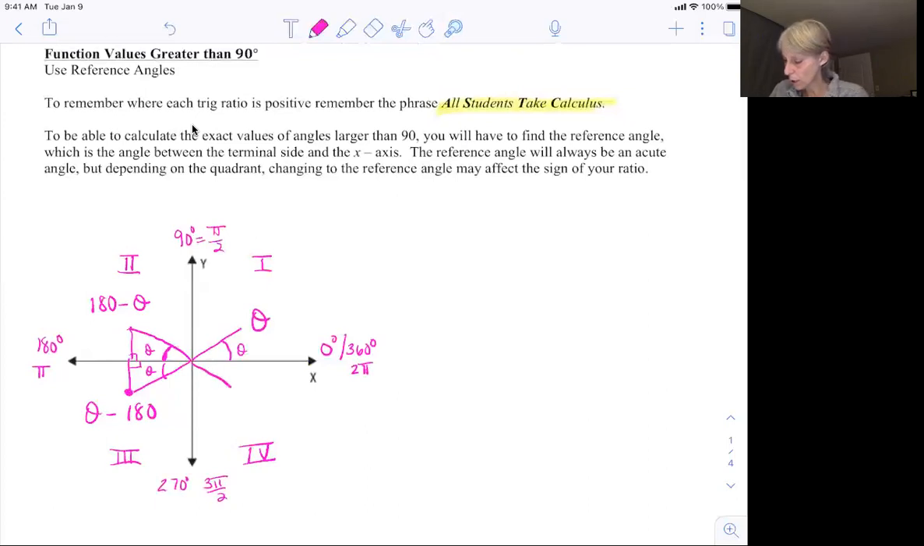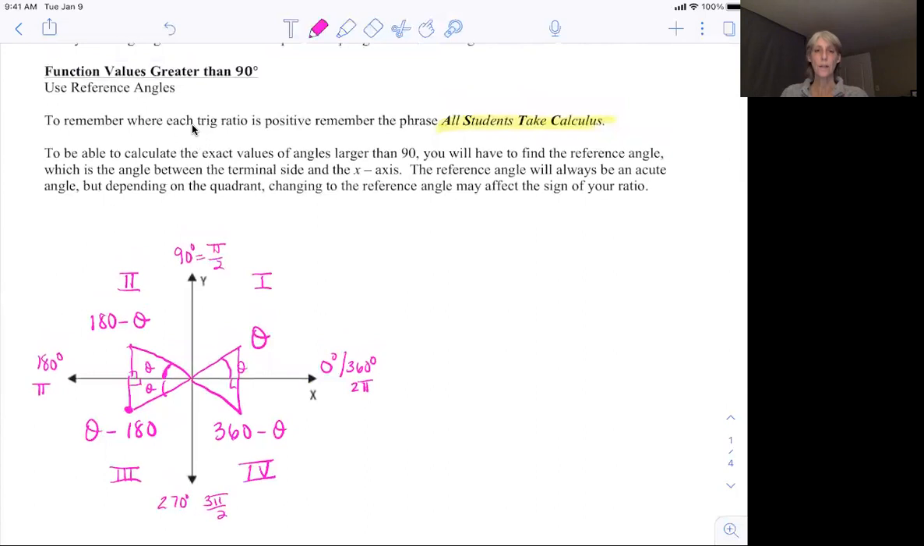And in the fourth quadrant, if we drop a perpendicular to the x-axis, we're going to find the value of that reference angle by doing 360 minus theta. So that's really it.